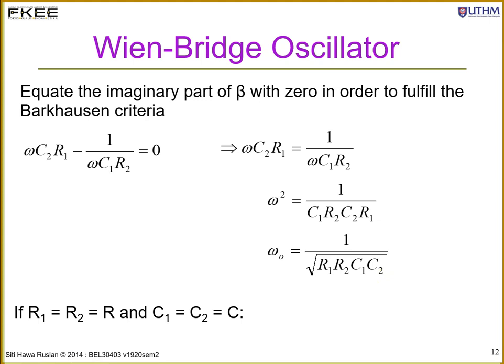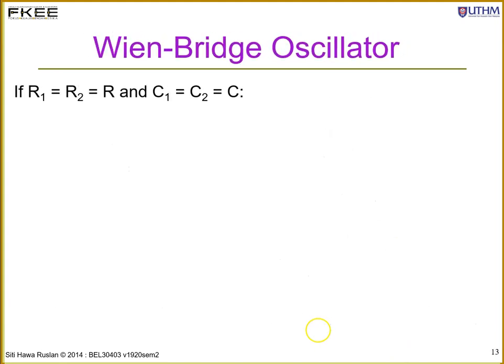before. And if the value of the resistor is just R and the capacitor is just C, your omega naught will equal 1 over RC. That is in radian per second, and f naught will be 1 over 2 pi RC. It is the same equation, okay?